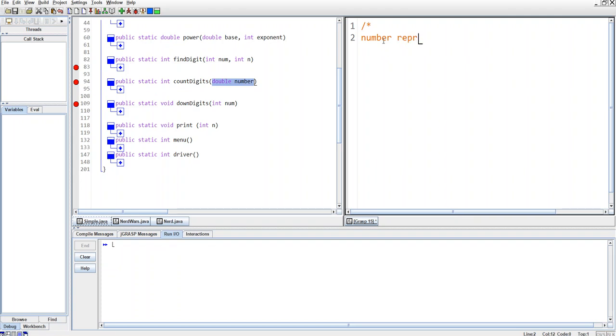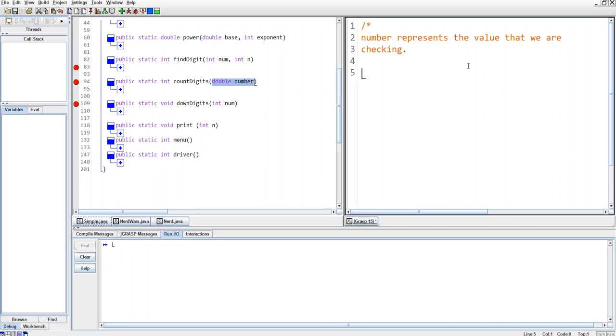Number represents the value that we are checking. I made this a little too big. So number represents the value that we're checking. We're just checking to see how many digits are to the left of the decimal place. So what we need to do is think about what we did last time with find digits.